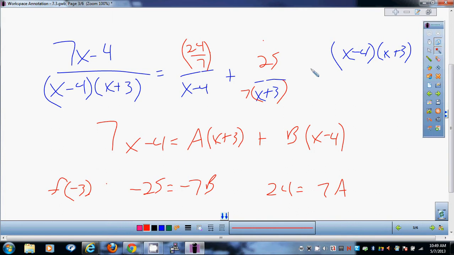Well, is that a correct factorization of our original? I don't think so. No.